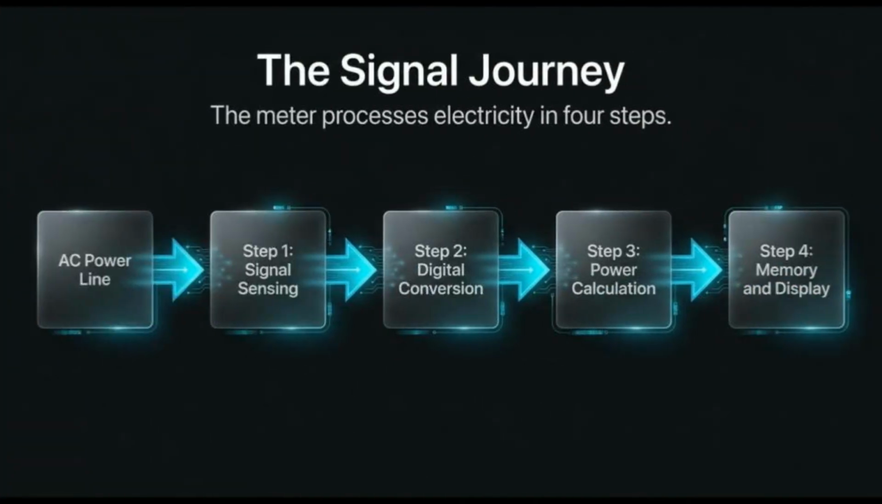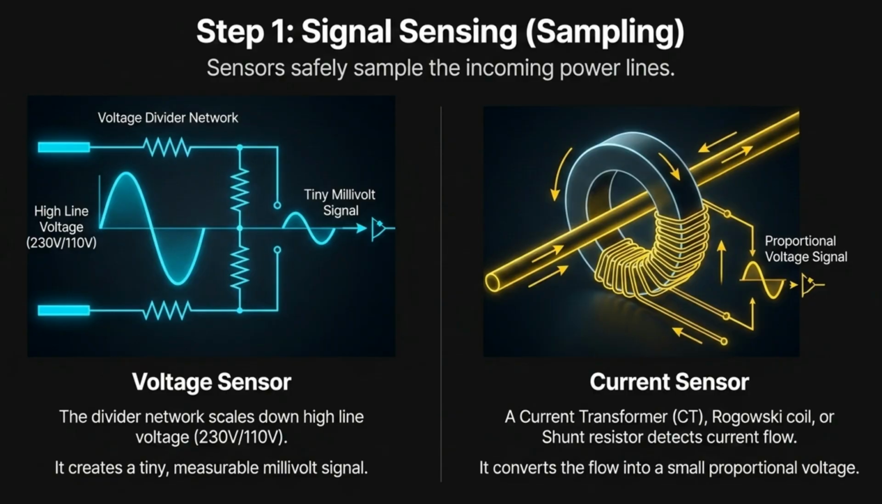The process of a digital meter involves four main steps: signal sensing, digital conversion, power calculation, and finally, memory and display. Step 1. Signal sensing. Sensors safely sample the power lines. The voltage sensor scales down high-line voltage, while the current sensor uses a current transformer or similar component to detect current flow and convert it into a proportional voltage signal.